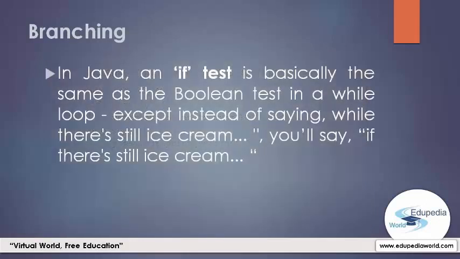In Java, an if test has basically the same concept as the Boolean test in a while loop. If you remember, when we were explaining the while loop, we used a colloquial example: while there is still ice cream in the tub, you can keep scooping. Instead of saying that, here we say, if there is still ice cream in the tub, you can scoop, and you can scoop only once. That is because for if statements there is no repetition concept. We use if statements only to execute something under a certain condition.